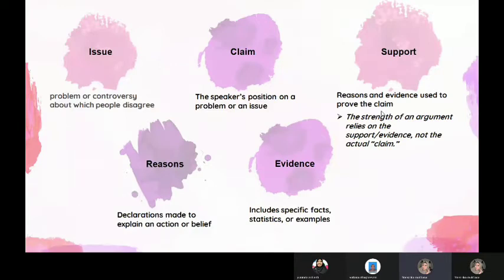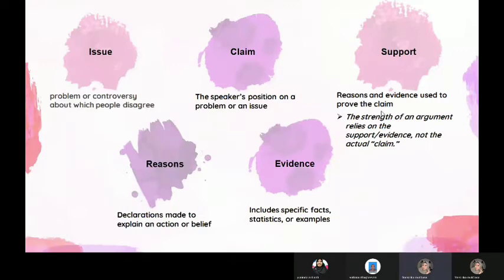And then reasons. Declarations made to explain an action or belief. Reasons provide the basis for making your claim. Reasoning may originate from logical, ethical, or experiential appeals. When a reader asks, "What do you think about blah blah blah?" you offer reasons, which are drawn from evidence.